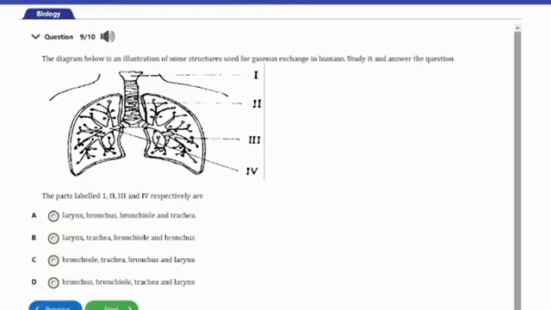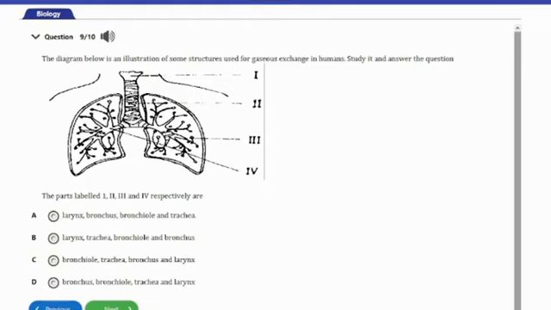B. Larynx, trachea, bronchiole, and bronchus. C. Bronchiole, trachea, bronchioles, and larynx. D. Bronchus, bronchiole, trachea, and larynx. So guys, the structures here, I is larynx, II is trachea, III here is bronchiole, and IV is bronchus. So guys, that's it for that question. Option B here is the answer to this question.